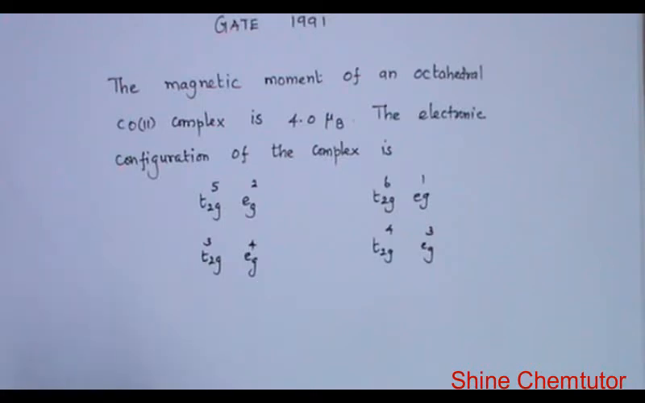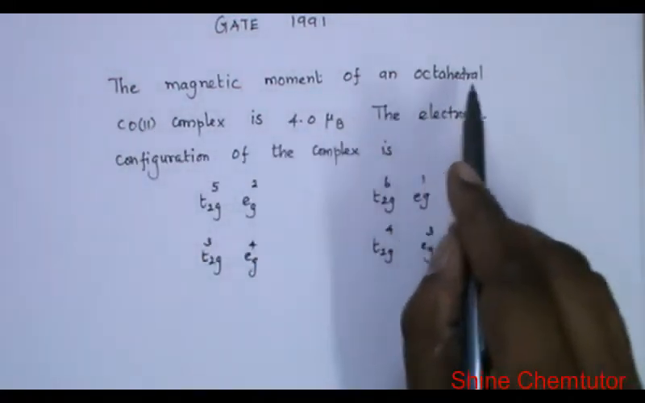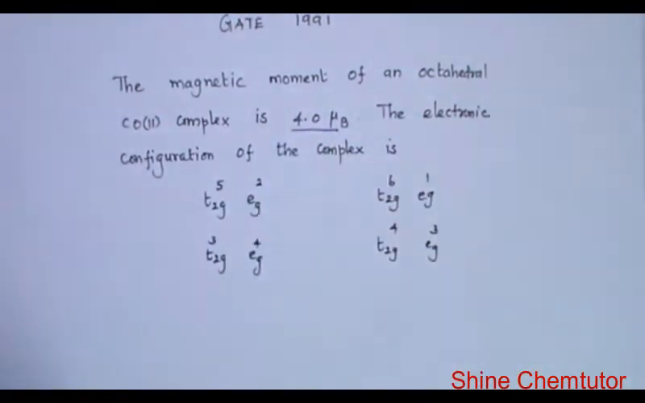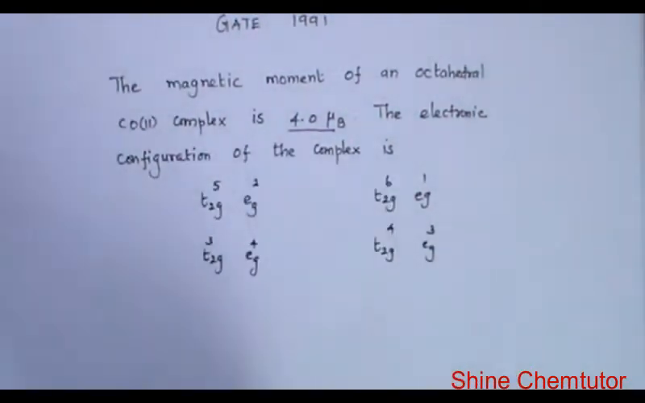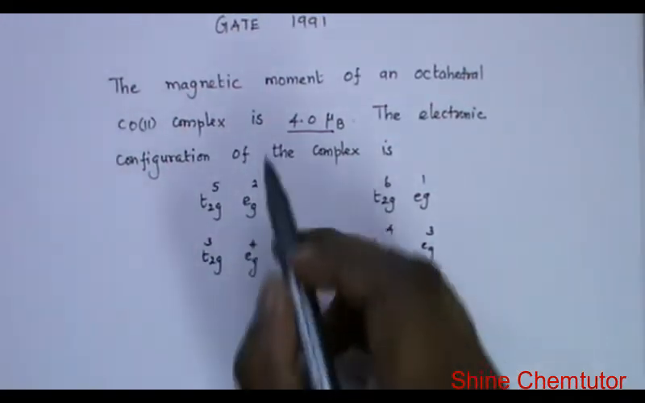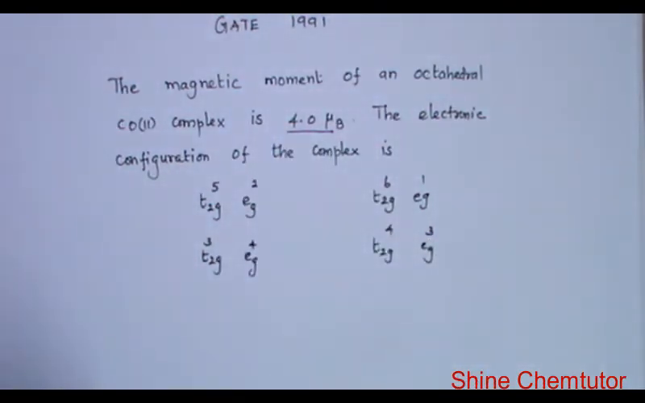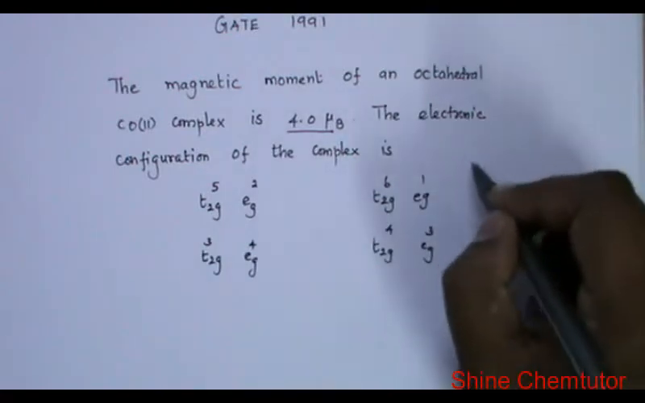In this video, we are going to solve a problem based on magnetic moment of complex. The magnetic moment of an octahedral cobalt-2 complex is 4. The electronic configuration of the complex is? Generally students, as soon as they see this 4, they think that there should be 4 unpaired electrons, and they wrongly predict.